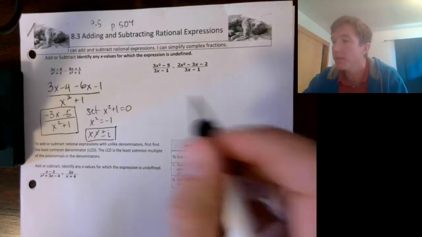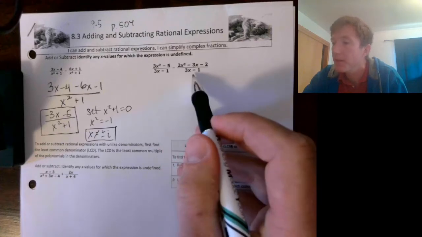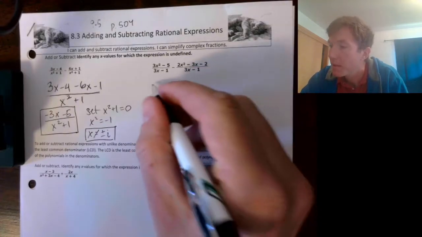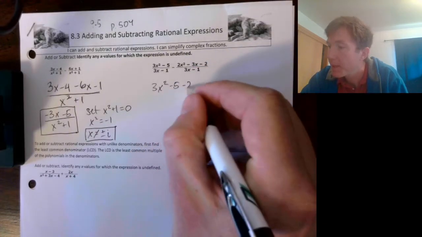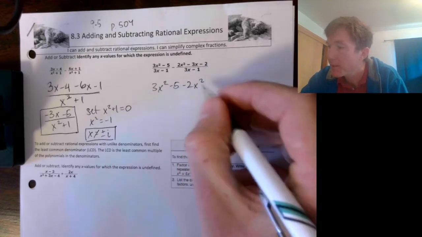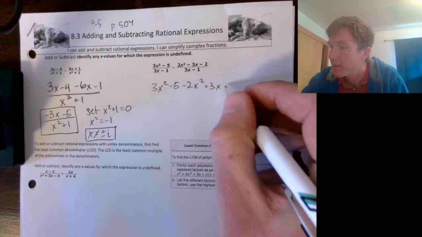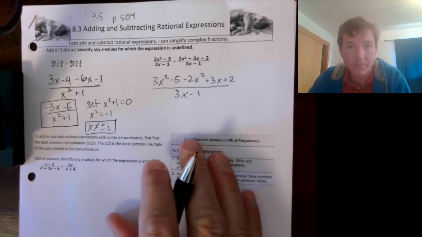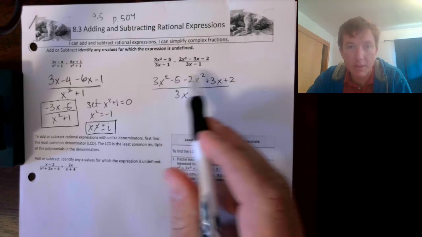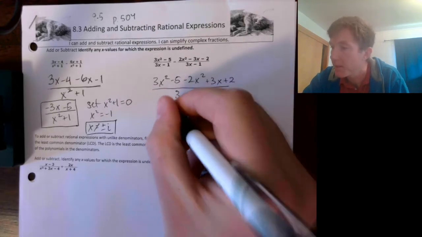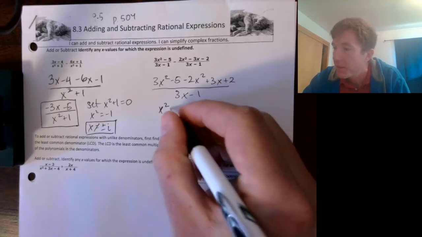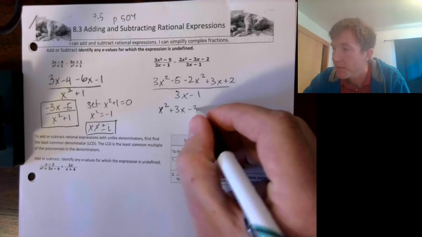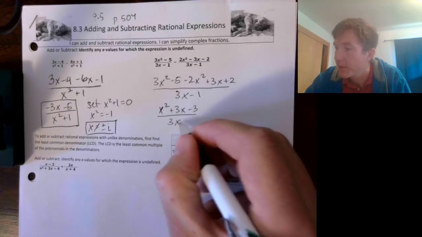Alright, so let's just move on here. The next one, again we have a same denominator here. It's 3x minus 1, so I can just simply combine the top numbers. I'll do 3x squared minus 5 minus 2x squared minus 3x, so that'd be plus 3x minus minus 2, so that's plus 2, all over 3x minus 1. I'll combine these, the 3x squared and the 2x squared combined, that gives me x squared. 3x is by itself. And then minus 5 plus 2 would be minus 3 over 3x minus 1.